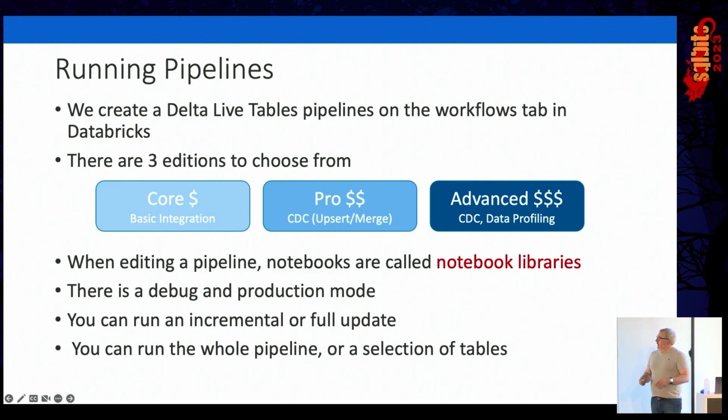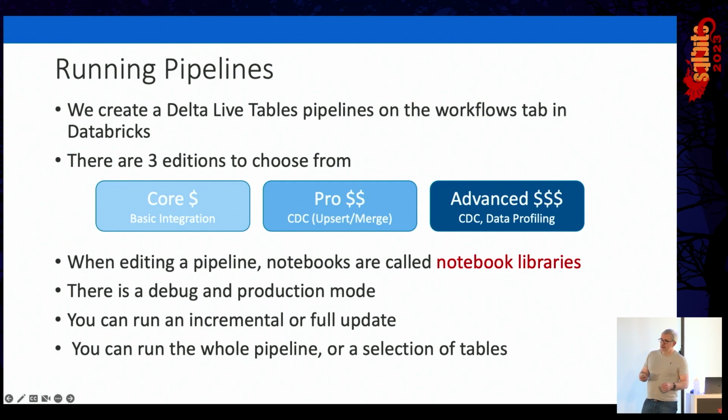OK, so how do we run these pipelines once we've created our notebook? Well, basically, from the Workflows tab, we can create a pipeline. And when we do that, we get a bunch of options to choose what we actually want to run. So the most important decision we have to make up front is what edition do we want to actually run for our Delta Live pipelines.